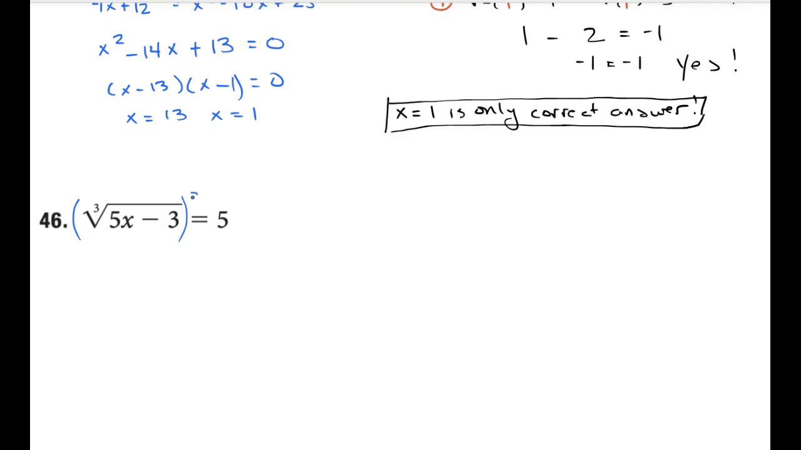So you're going to cube both sides like that, and you end up with 5x minus 3 equals 5 times 5 times 5, which is 125. So I end up with 5x equals 128. Divide both sides by 5, and I get x equals 128 over 5. And that is your only answer. If you check that, plug it in for x, you're going to see that you get the cube root of 125, which is 5. I'm not going to check it, just for the sake of time.